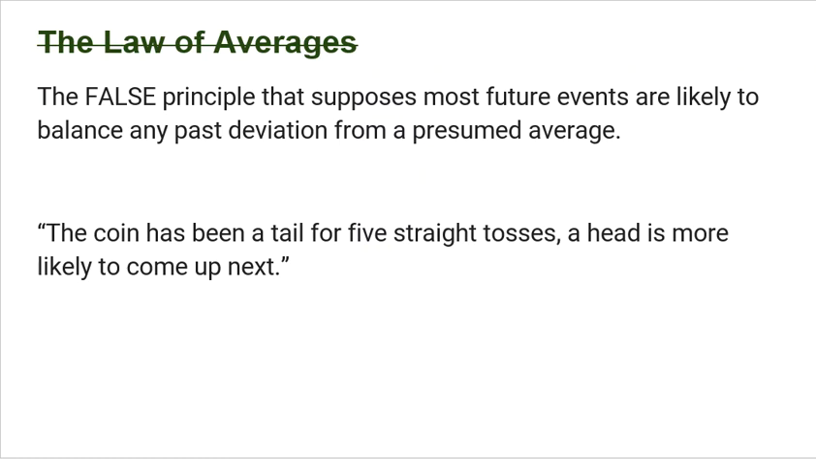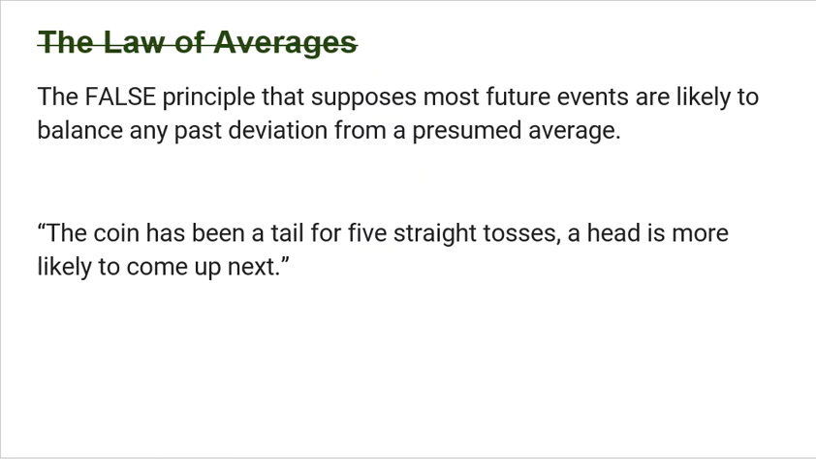Now you might be like, what? Okay, so here's an example. Somebody might say, oh my gosh, the coin has been a tail for 5 straight tosses. A head is more likely to come up next. No, no, a coin doesn't have a brain. No, it's just not true. Just because you haven't seen a head come up yet doesn't mean one's more likely.